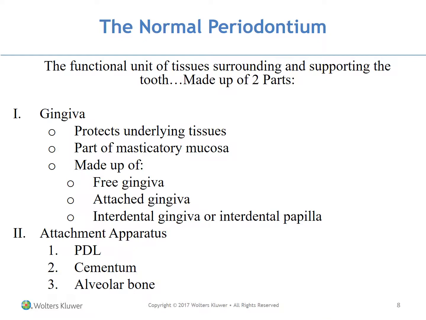Okay, so let's talk about the normal periodontium. The functional unit of tissue surrounding and supporting the tooth is made up of two parts, the gingiva and the attachment apparatus.